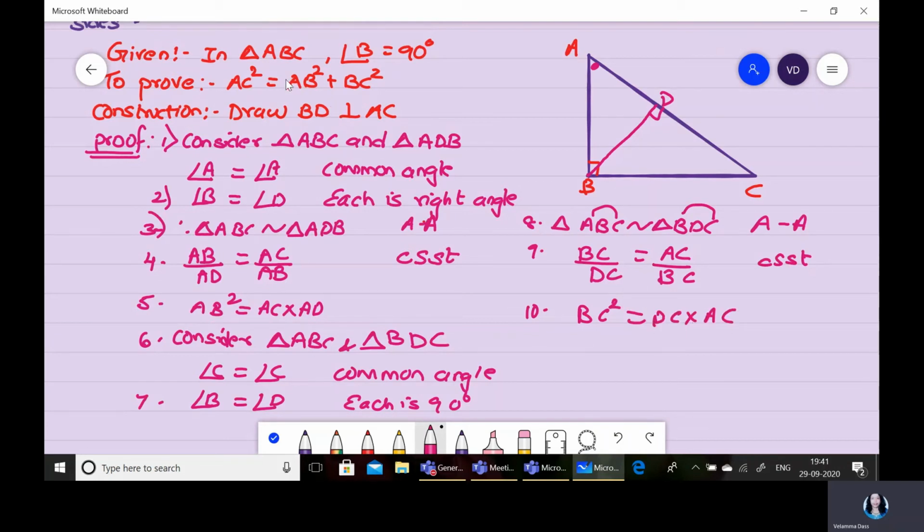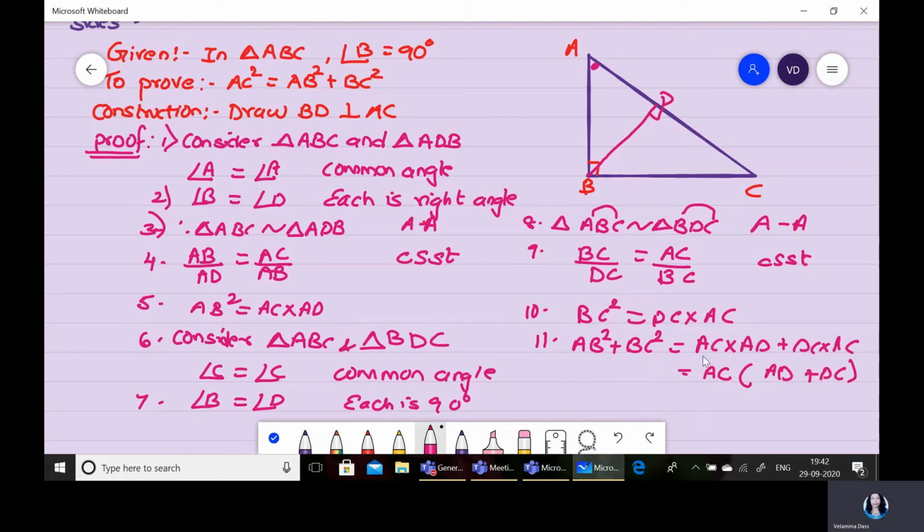Now can we find out RHS? We found AB square, we have found BC square. So let's add them. If I add, I get AB square plus BC square. So here the RHS is AC into AD plus BC into AC. So what is common here? AC is common. So if I take AC common, inside the bracket we have AD plus DC.